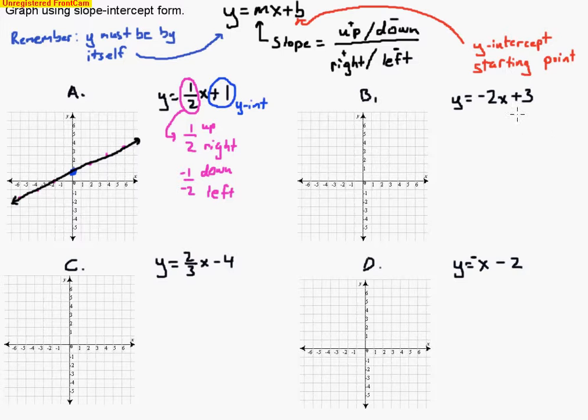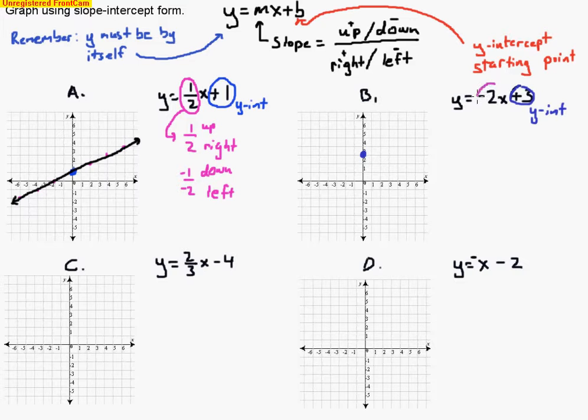We have a positive 3 for that y-intercept. So we'll go ahead and circle that positive 3, and I'll label that as my y-intercept. So I'm going to start up 3 spaces on the graph, put the dot there, and then I'm going to use the slope. Now remember, the slope is the change of y over change of x.